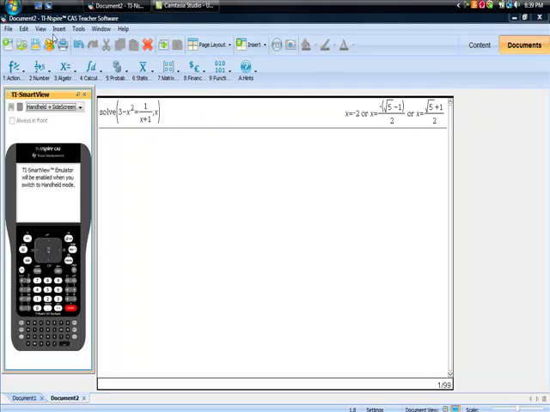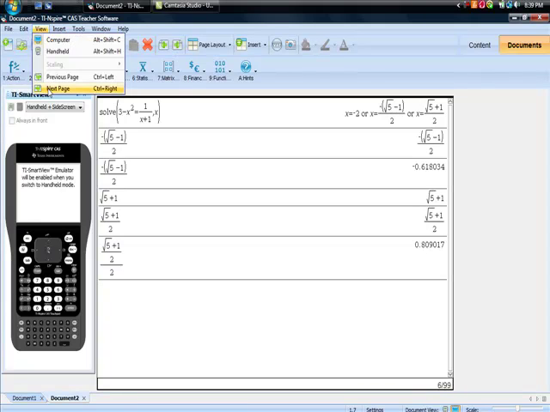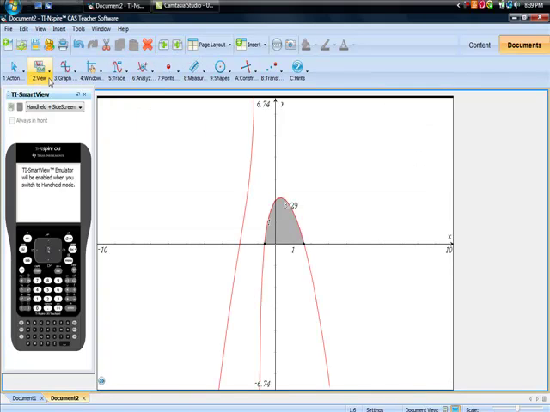So if we go back here and go to view and just go back to our previous screen, this is that negative 2 right here, and this is the piece that I knew was the one I wanted. So this is just another way of looking at this. I think this is a really, really cool way to use this calculator.